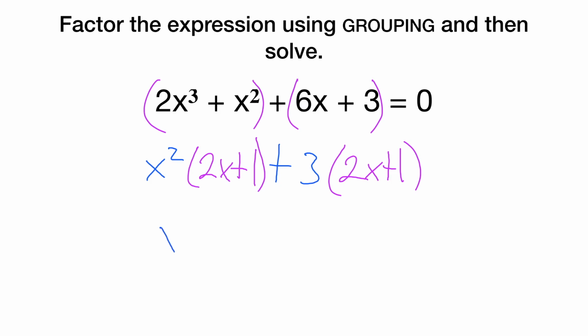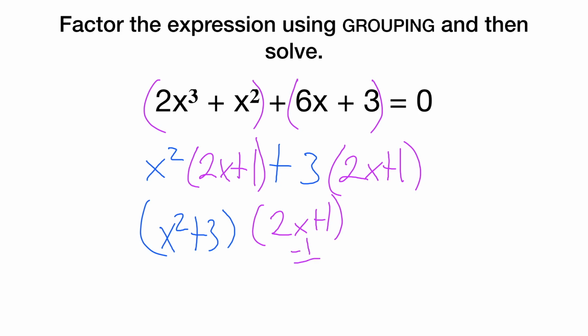So x squared plus 3 times 2x plus 1. So my zeros are, with 2x plus 1, negative 1 over 2. And then with the x squared plus 3, remember it ends up having to be the square root of a negative, so i. And then the square root of 3 is just square root of 3. Plus or minus i square root of 3. And those would be our answers there.